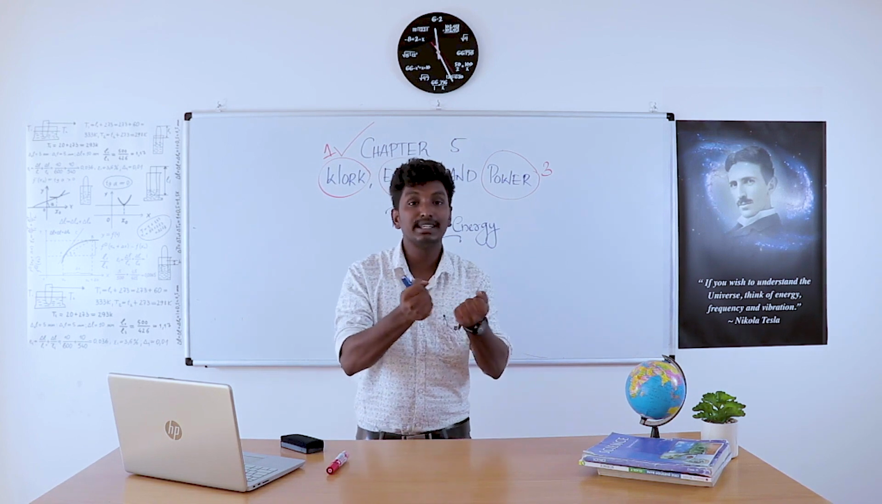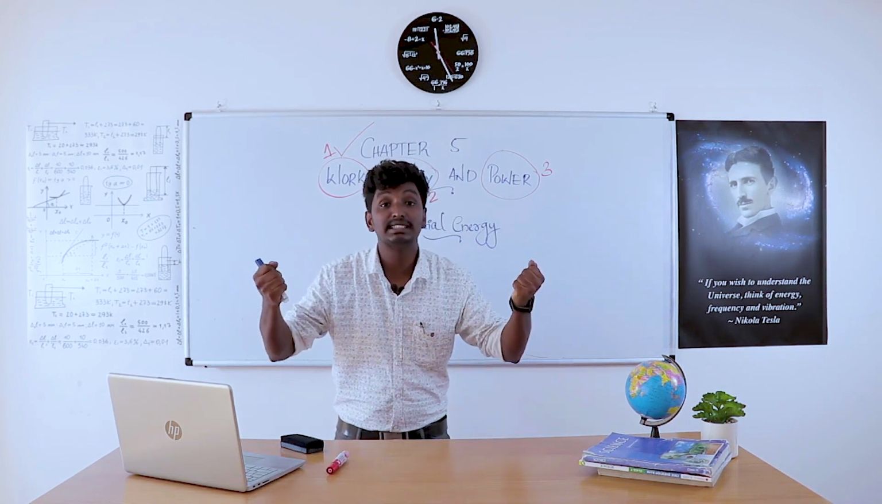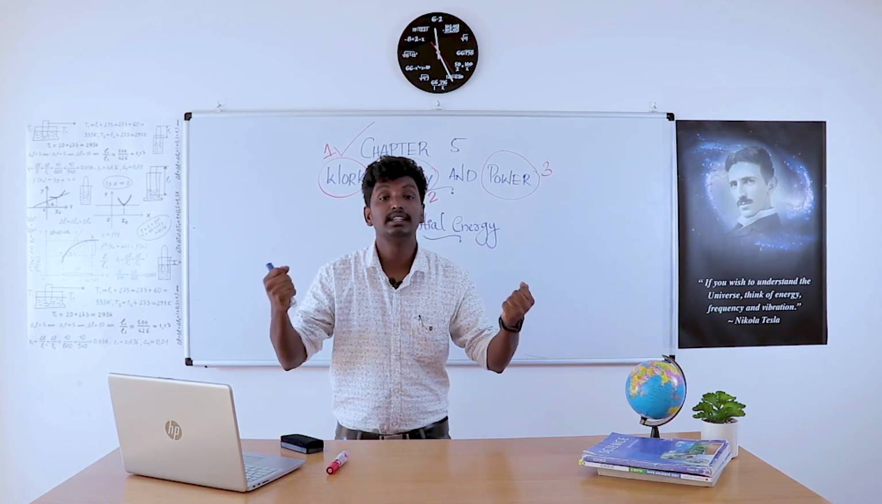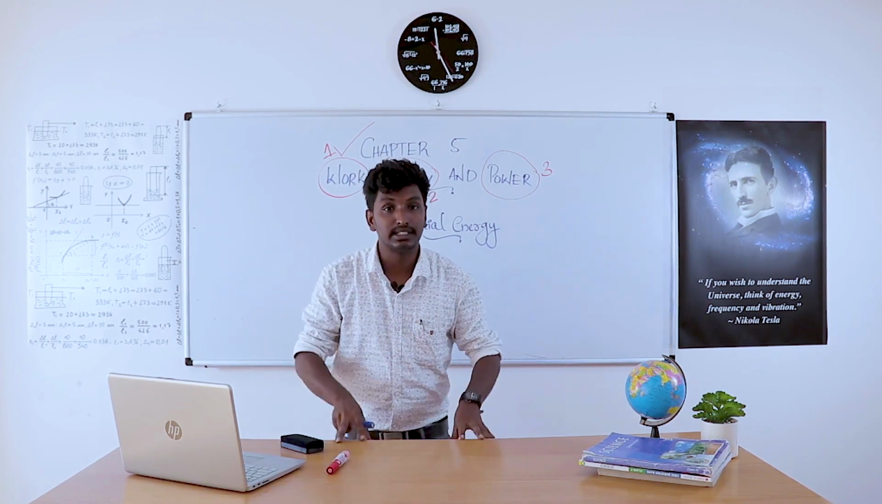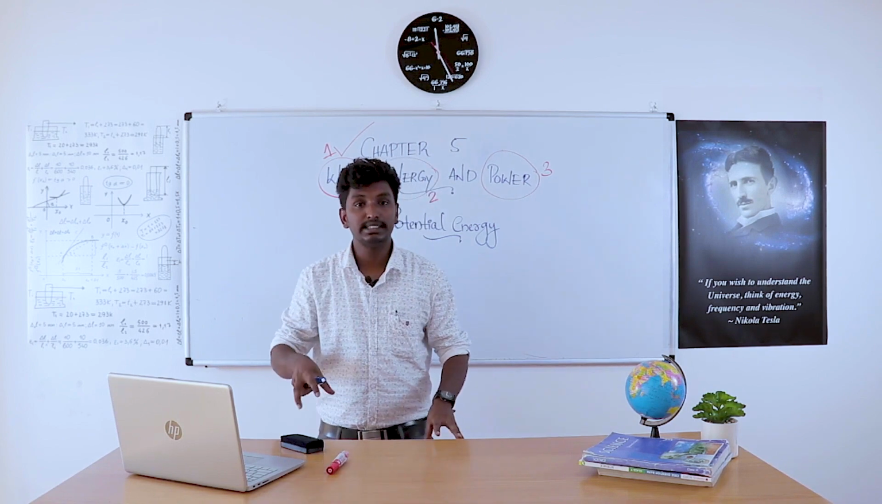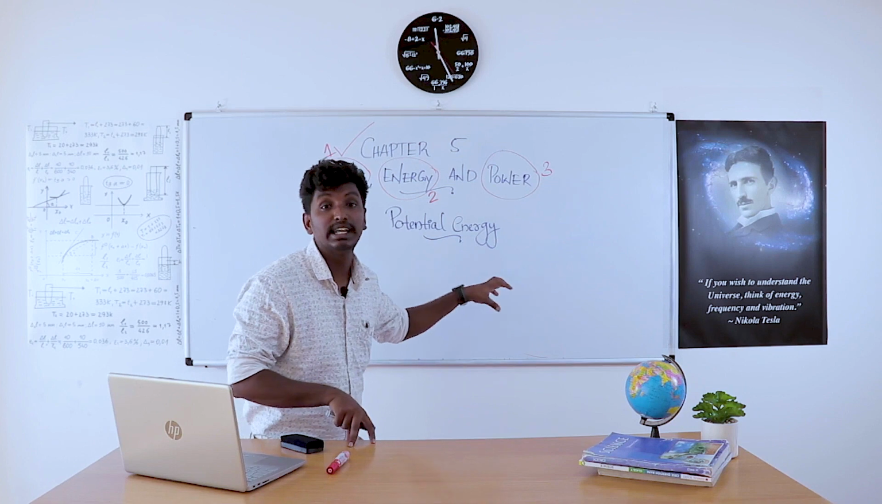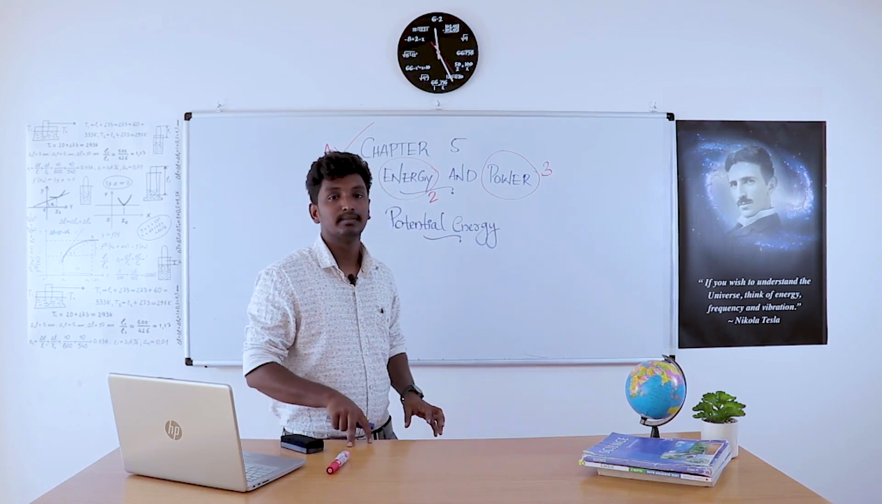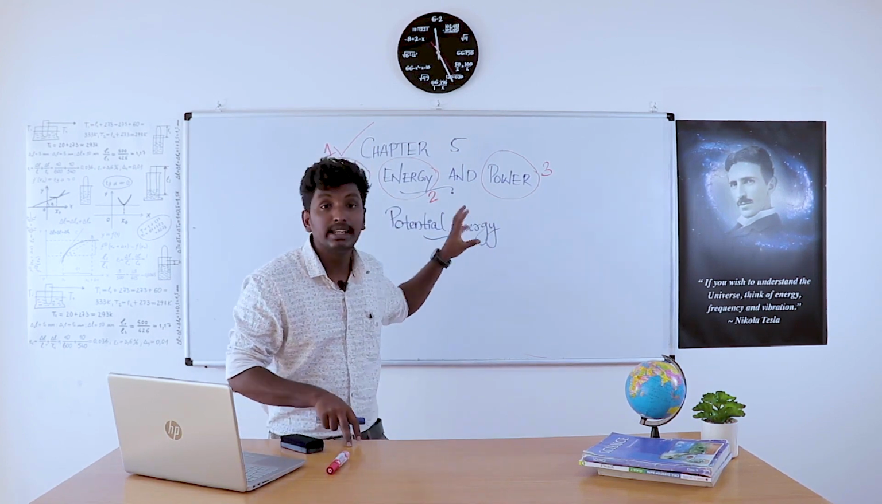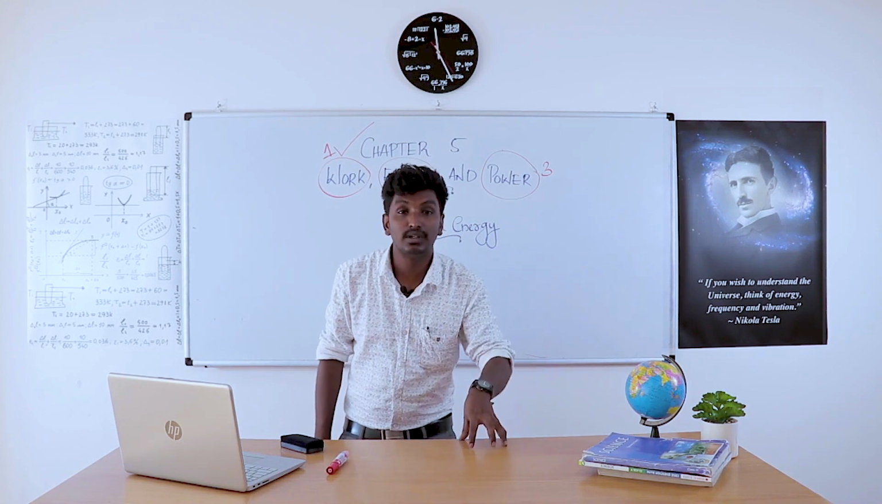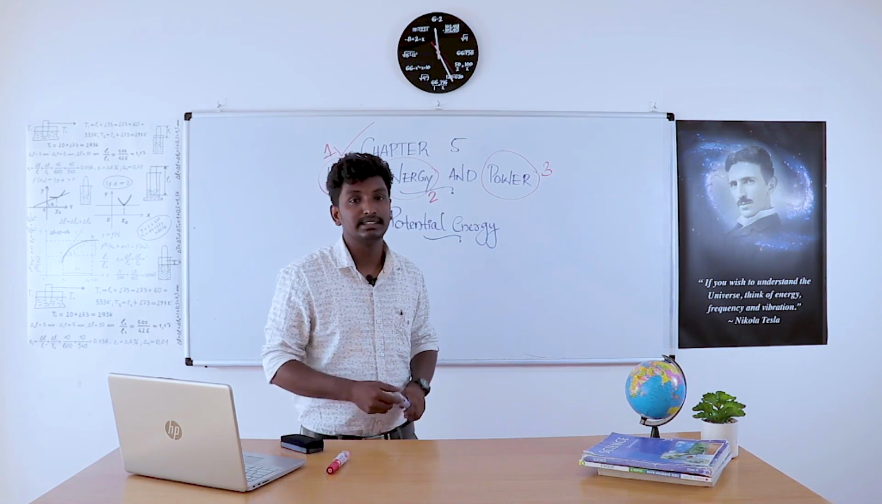Or when we consider a spring or rubber band in a stretched state, it is also in a state of strain and gets energy due to its state of strain. In all these cases, the object gets energy due to its position or state of strain. Then that energy is called potential energy.